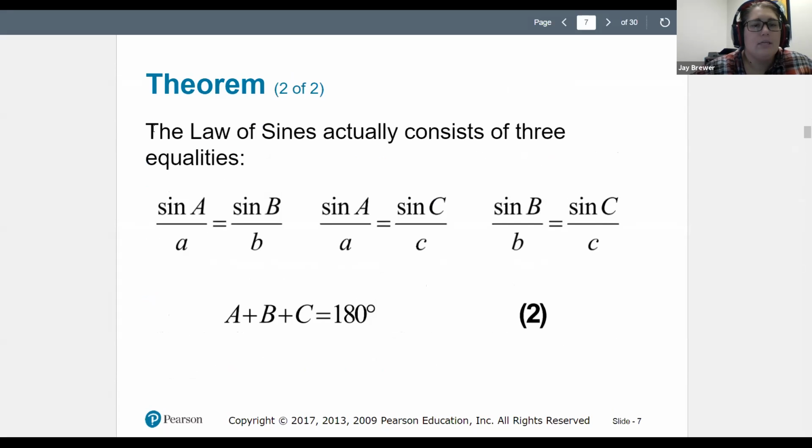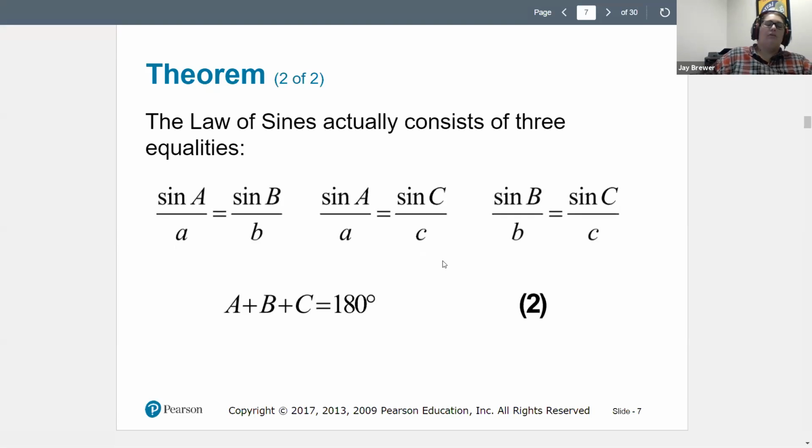So as you can see, the law of sines actually consists of 3 equalities. Sine A over A equals sine B over B, sine A over A equals sine C over C, and sine B over B equals sine C over C. You can write them either way. You can memorize them either way. We're going to end up using them in all kinds of scenarios. So I don't think you'll have a hard time memorizing them.